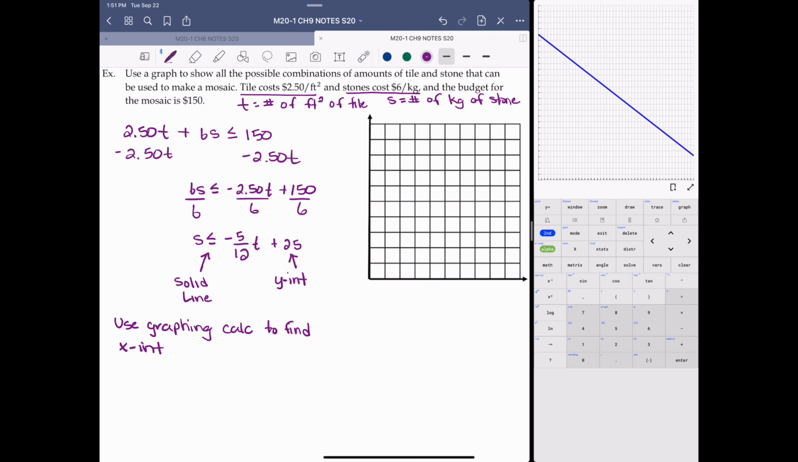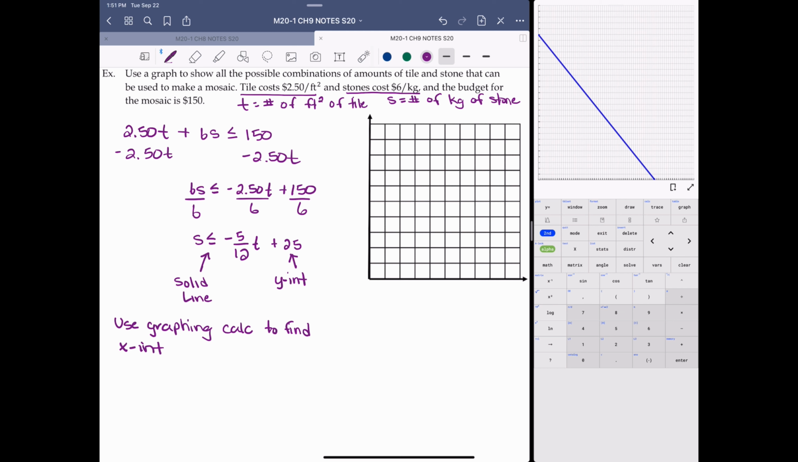Okay, I still can't see my x-intercept. I want to go higher on the x max. I want to see more to the right. So window, x max. 50 wasn't enough. Let's try 80. And then graph. Good, now I can see it.